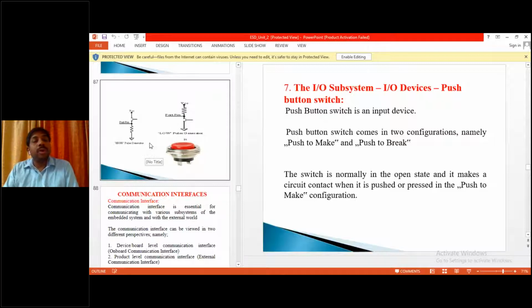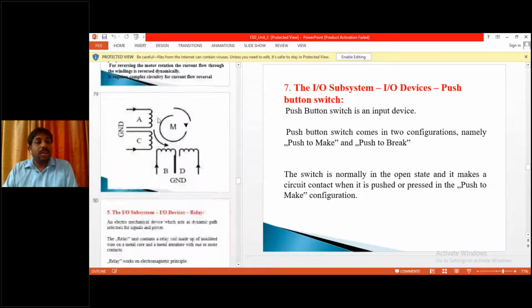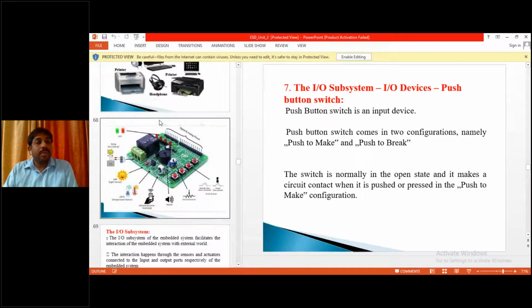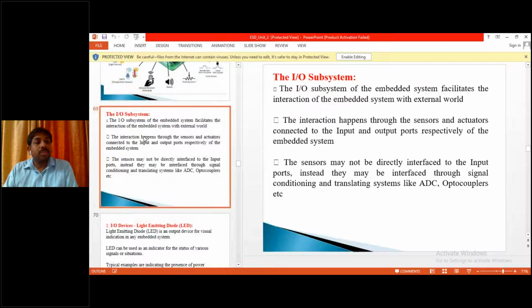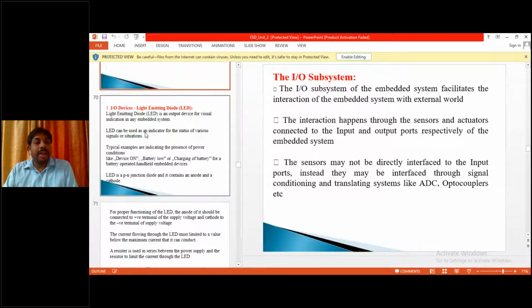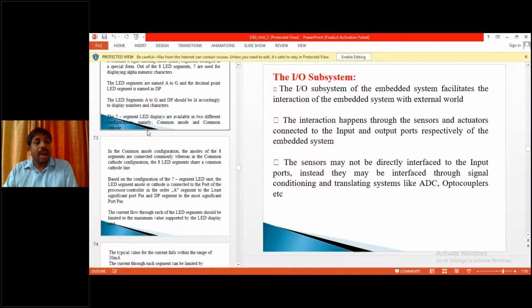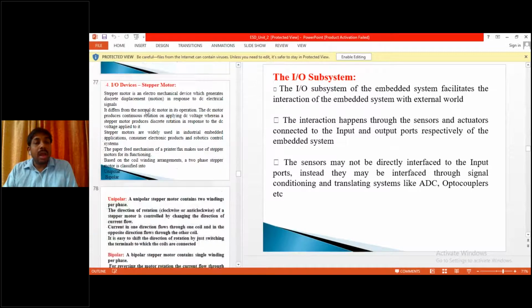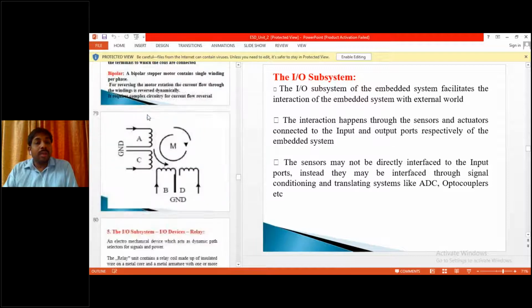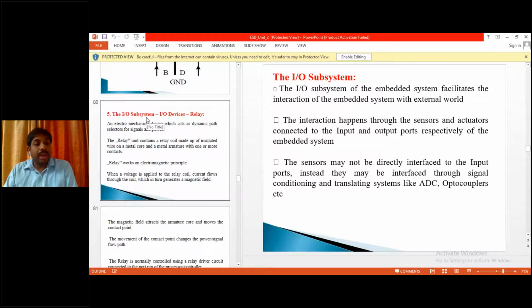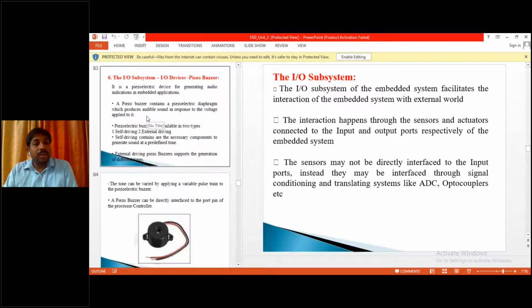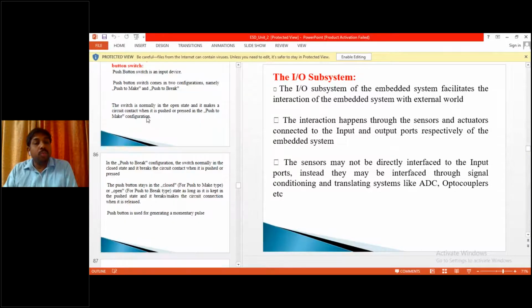So these are the 7 input-output devices which we have come across. The first one is the IO system, LED, light emitting diode, and the second one is 7-segment LED display, and the third one is an optocoupler, and the fourth one is a stepper motor, and the fifth one is a relay, and the sixth one is a piezo buzzer, and the seventh one is a push button.